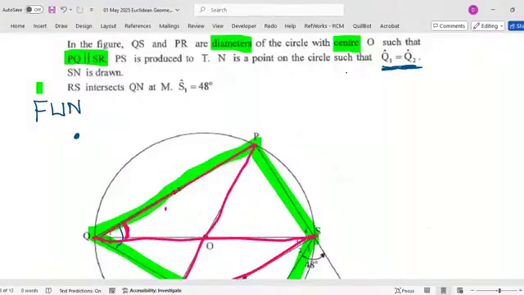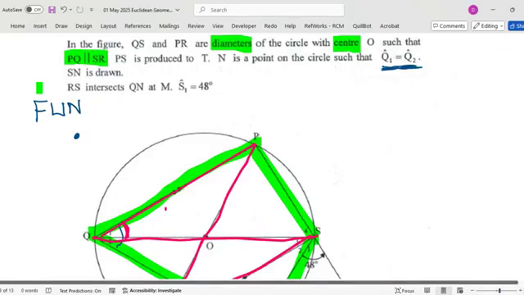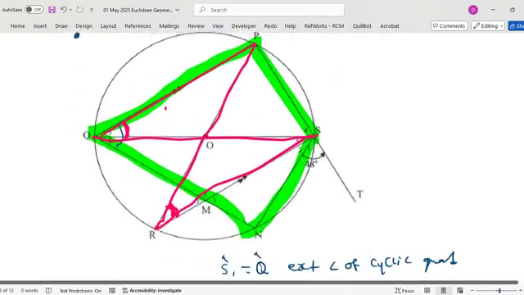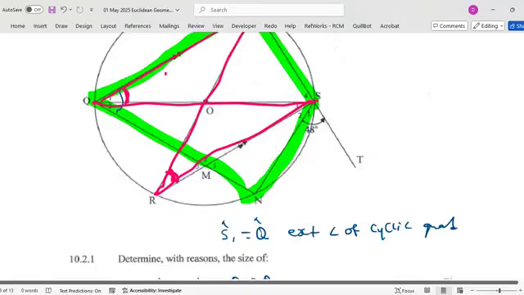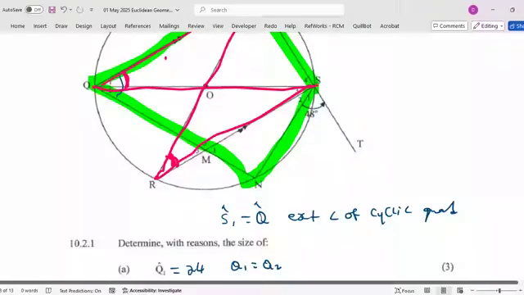N is a point on the circle such that Q1 is equal to Q2. SN is drawn. RS intersects QN at M. And we're also given that angle QS1 is 48. Yesterday we did manage to answer the first question that was saying calculate the size of Q1.